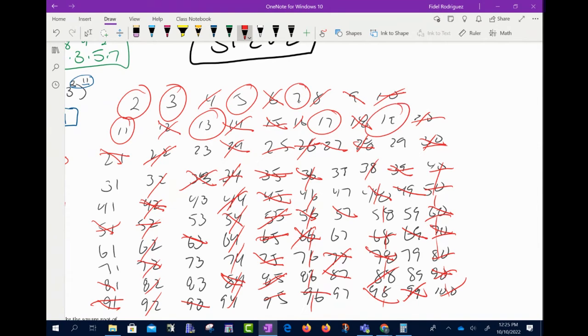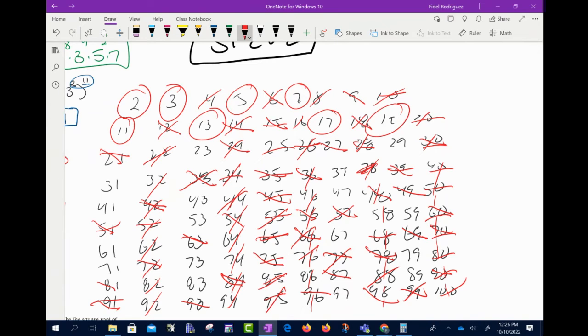And then the next one is 19. So I'm going to get rid of 38. And another 19 would be something like 57, which we'd already have. And we're going to get rid of another 19, which would be something like 76, which I think we already got rid of. And another 19 would be 95, which we had already gotten rid of.